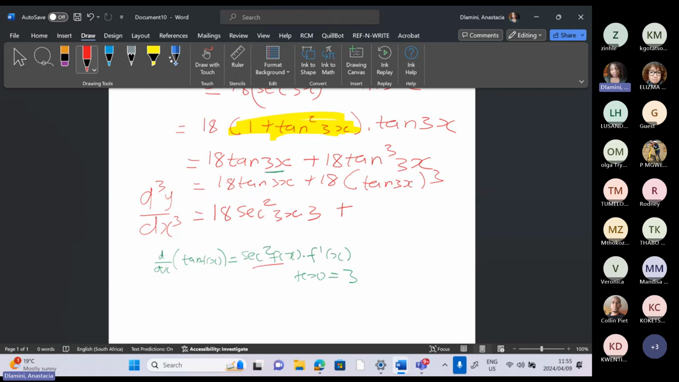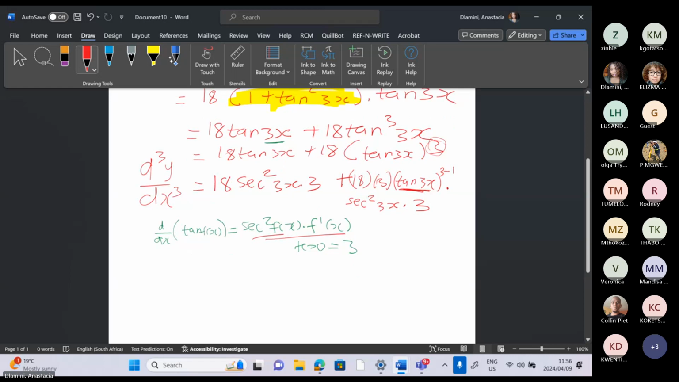Are we all together there? Yes, ma'am. So meaning this will be 18 times, differentiating here, it's the chain rule. So it's 3 tan 3x to the power of 3 minus 1 times the derivative of this. And we know the derivative of this, which is sec squared 3x times 3. Are we all together? Yes, ma'am.